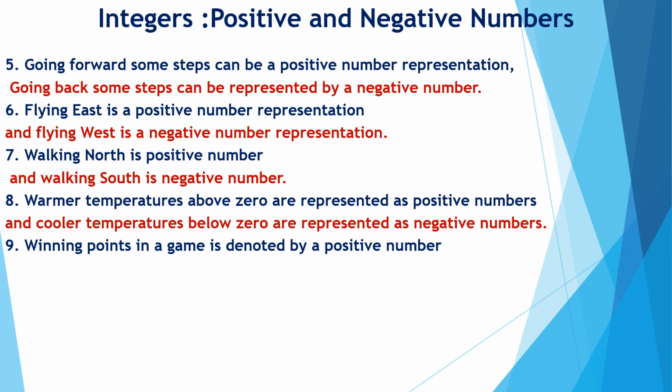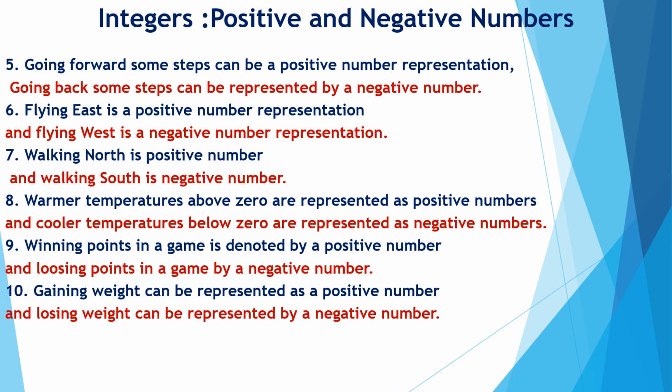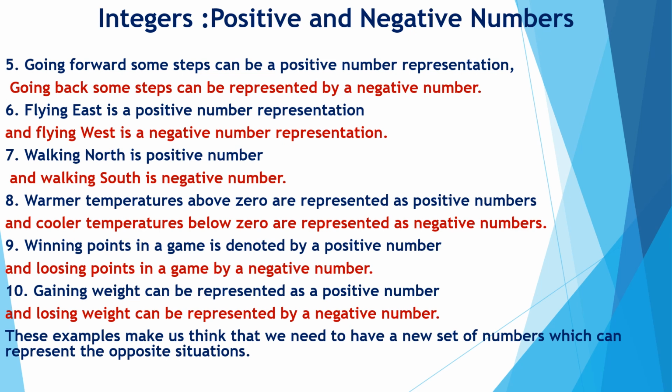Winning points in a game is denoted by a positive number. Losing points in a game is denoted by a negative number. Gaining weight can be a positive number, and losing weight can be a negative number. All these examples make us think that we need a new set of numbers which can represent the opposite situations.